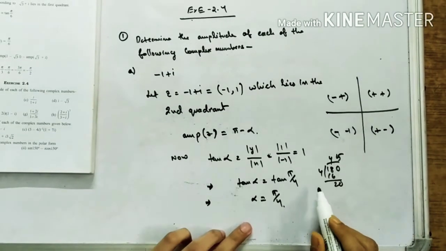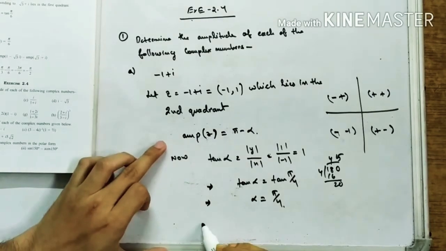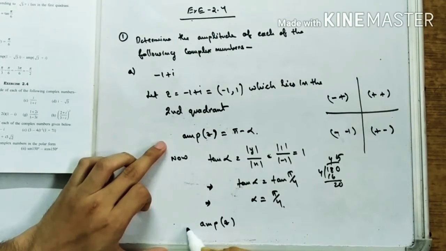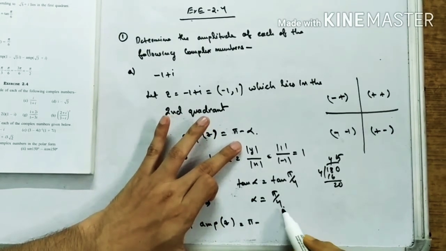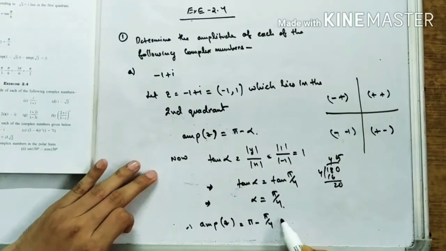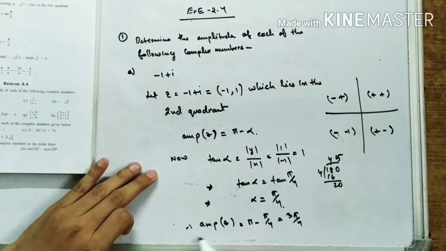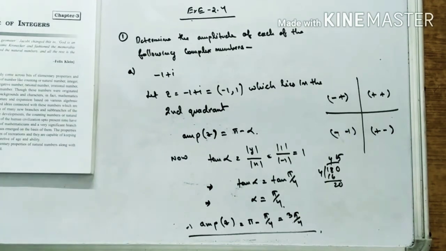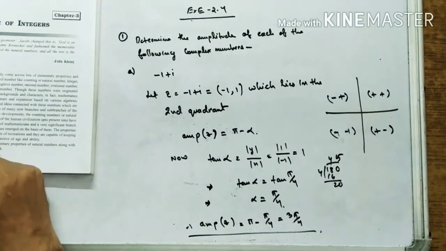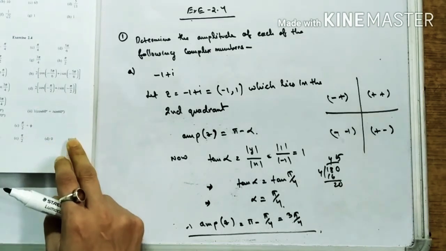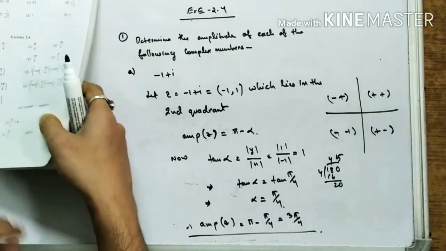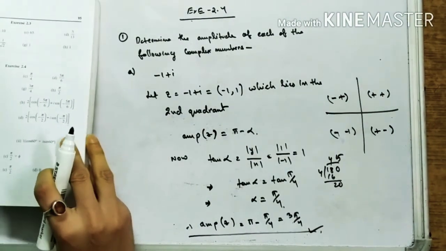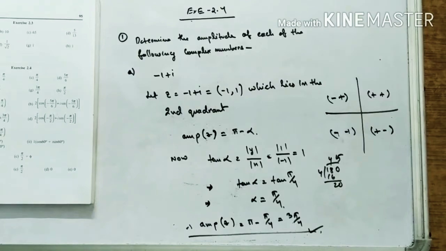So therefore, amplitude of z will be equal to pi minus alpha. The alpha value I got is pi by 4. So pi minus pi by 4 gives me 3 pi by 4. Okay, amplitude of z will be 3 pi by 4. Exercise 2.4, question number 1, part A. You see this is 3 pi by 4. This is our answer.